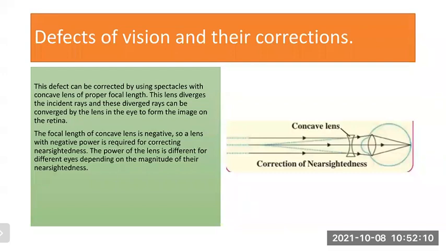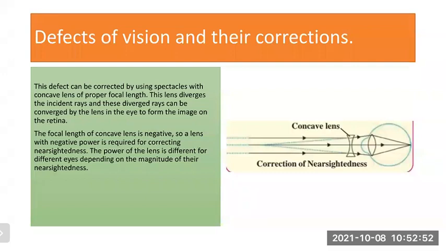Now, what is the role of this lens? This lens diverges the incident rays, and these diverged rays can be converged by the lens in the eye. Try to understand. This lens diverges the incident rays; you can see the blue dotted line. So it diverges the incident light, and these diverged rays can be converged by the lens in the eye to form the image on the retina.